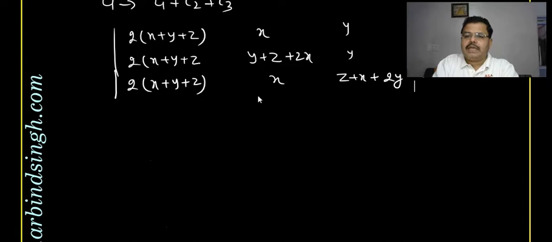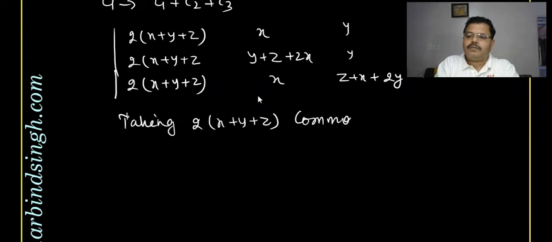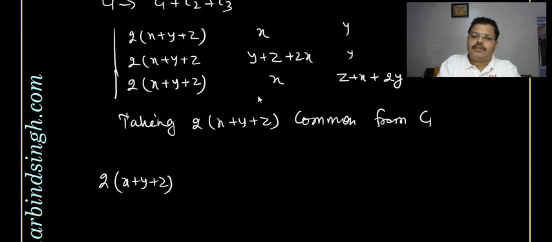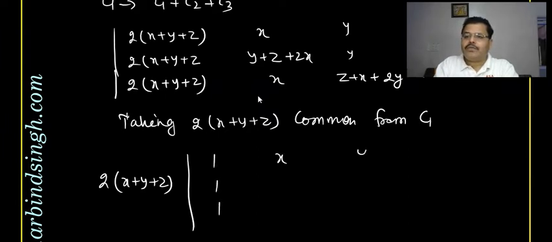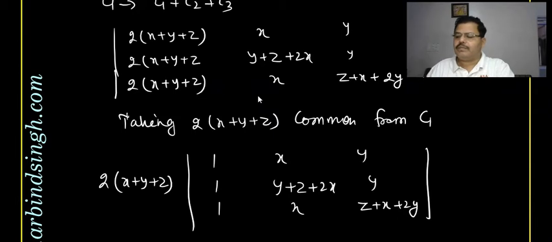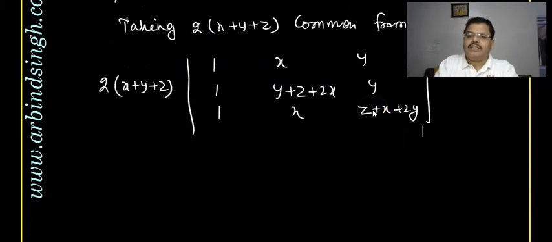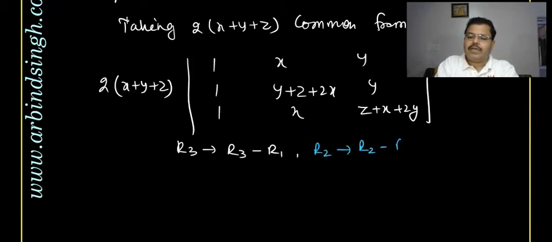Now what will happen? We can write it taking 2 times of x plus y plus z common from C1. So what will happen? 2(x plus y plus z) will come, and here what is left is 1, 1, 1, x, y plus z plus 2x, x, y, and z plus x plus 2y. So that is left. Now, what is the purpose? To bring maximum zeros. And zeros will come if I write R3 tends to R3 minus R1 and R2 tends to R2 minus R1.